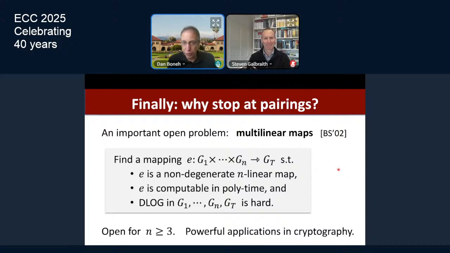It's been 23 years, I guess, since this concept came out, and we still don't have a good way to construct multilinear maps, even for n equals 3. I'm almost convinced there's someone on the planet who knows the answer, and we just haven't found that person yet. So hopefully this is something that will resolve in the future.